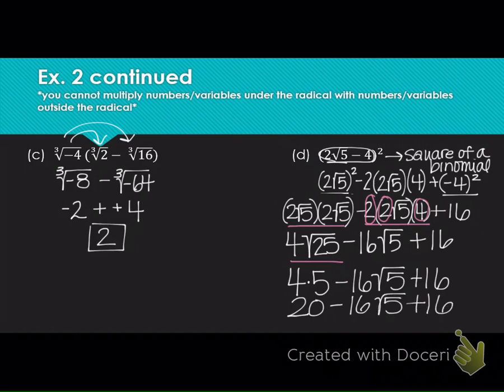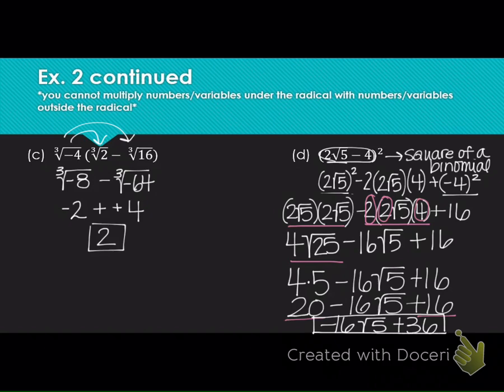Now, is this my final answer? No. Why not? I've got like terms. What are they? 20 and 16. So I bring down the -16 times the square root of 5. And what is 20 plus 16? Plus 36. And that is my final answer.